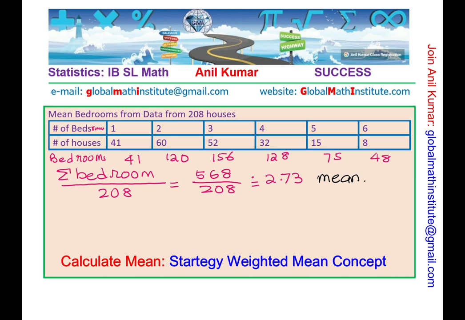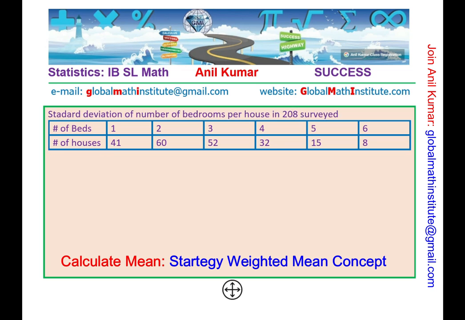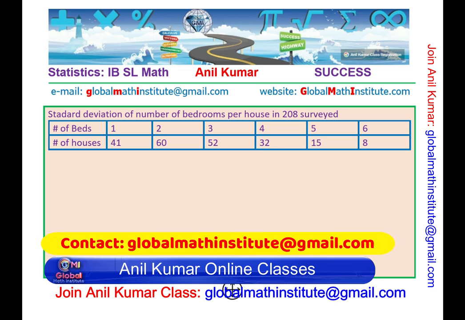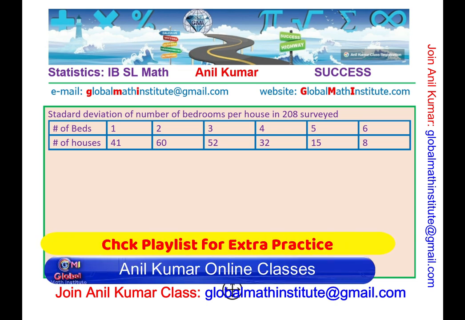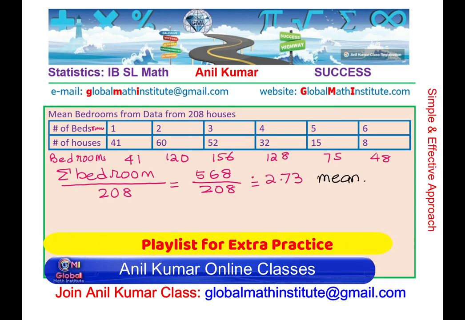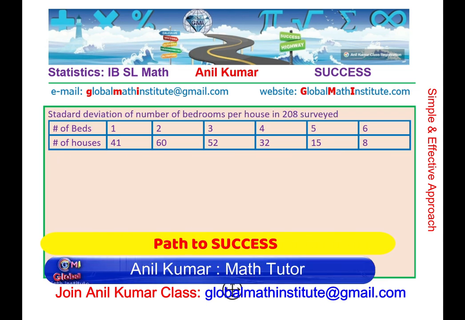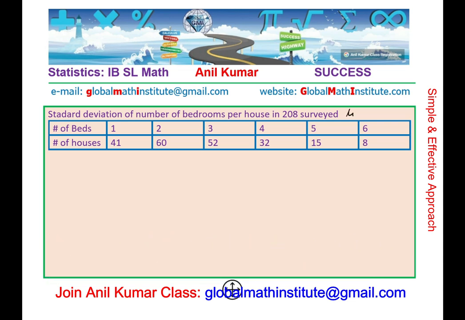So that is how we are going to do the first part. Now, the second part of this question is we need to find the standard deviation, right? So deviation from the mean, that is what we are interested in. Just now we found that the mean is 2.73. So let me write down mu equals 2.73. We're going to use this value. Let's say the values are 1, 2, 3, 4, 5, 6 for the bedrooms. Let's call them x values.